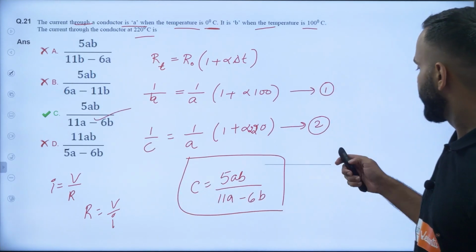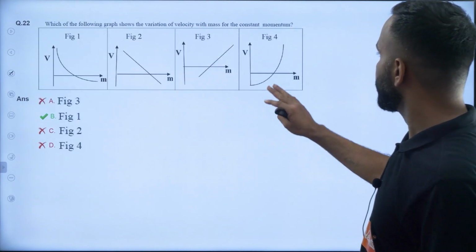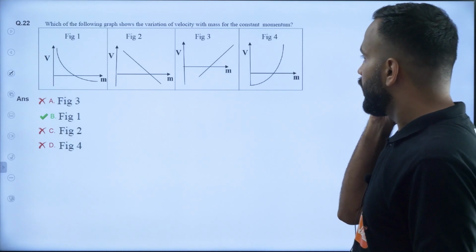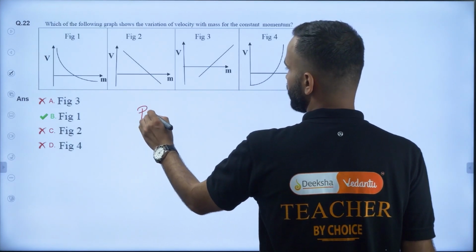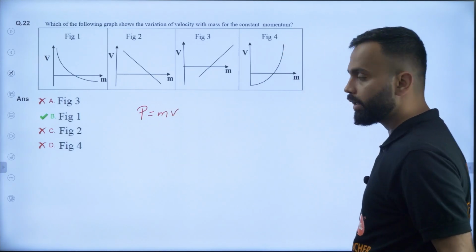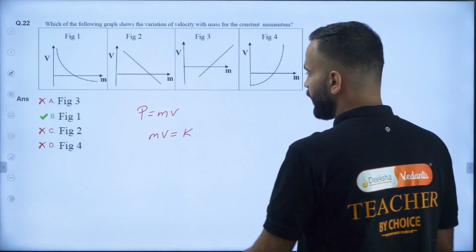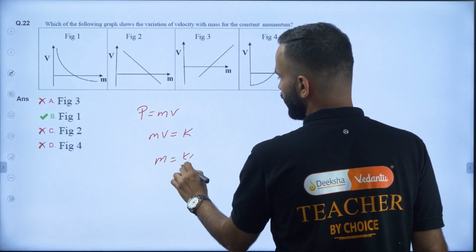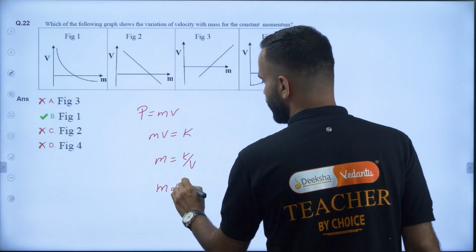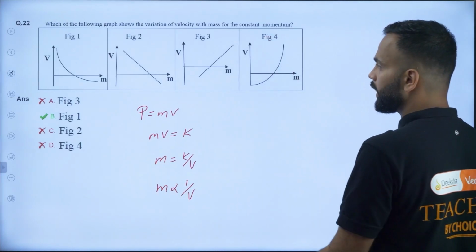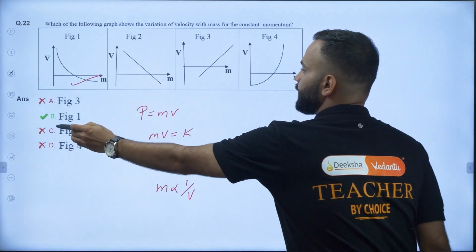Question number 22. Which of the following graphs shows the variation of the velocity with mass for constant momentum? Momentum is m into v. Momentum is constant, so m into v is equal to constant k. So m equal to k by v, where k is constant. From this I can conclude that m is inversely proportional to v. So the graph would be the first one. The correct option is B, figure 1.